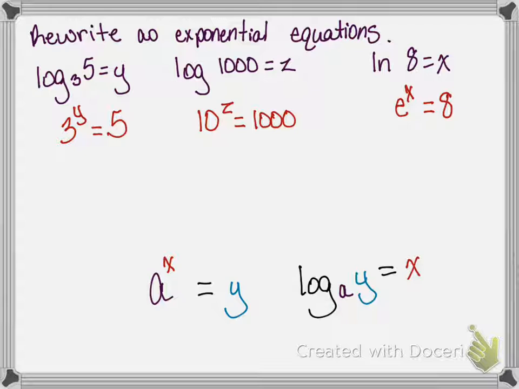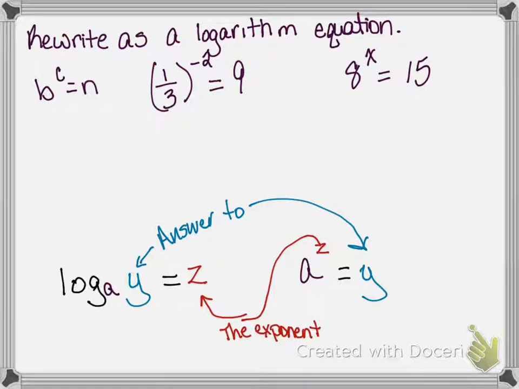Okay, let's go the other way. Can we go the other way? Okay. So here you've got it again. Log base a of y equals z. Y is the answer to the exponential equation. A are your bases, they stay the same. Z is your exponent. So when you are solving a log equation, you are trying to figure out what the exponent is of the base to get that number. And most of the time, the base you're dealing with is 10 or e.